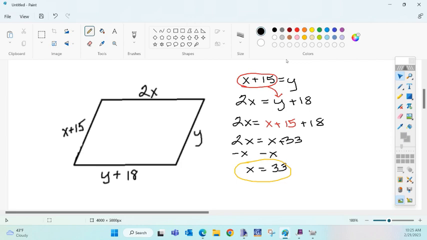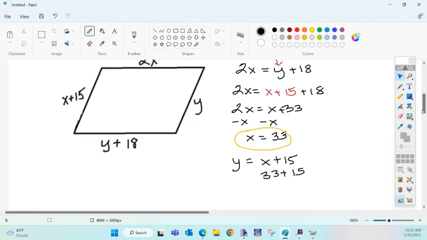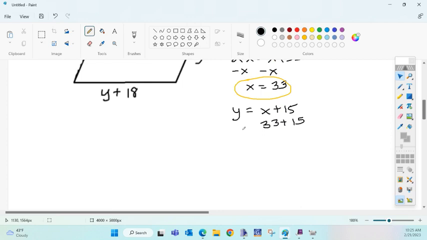Yeah, go ahead. You just plug 33 in for x in one of the equations. Good. So plug 33 in for x in one of the equations. So this one looks like a perfectly good equation. Y equals x plus 15. So y equals 33 plus 15. So 33 plus 15 equals 48. So there's our second answer.